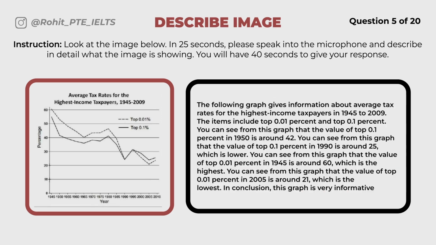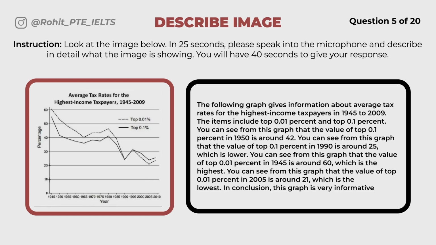The following graph gives information about average tax rates for the highest income taxpayers in 1945 to 2009. The items include top 0.01% and top 0.1%. You can see from this graph that the value of top 0.1% in 1950 is around 42. You can see from this graph that the value of top 0.1% in 1990 is around 25, which is lower.